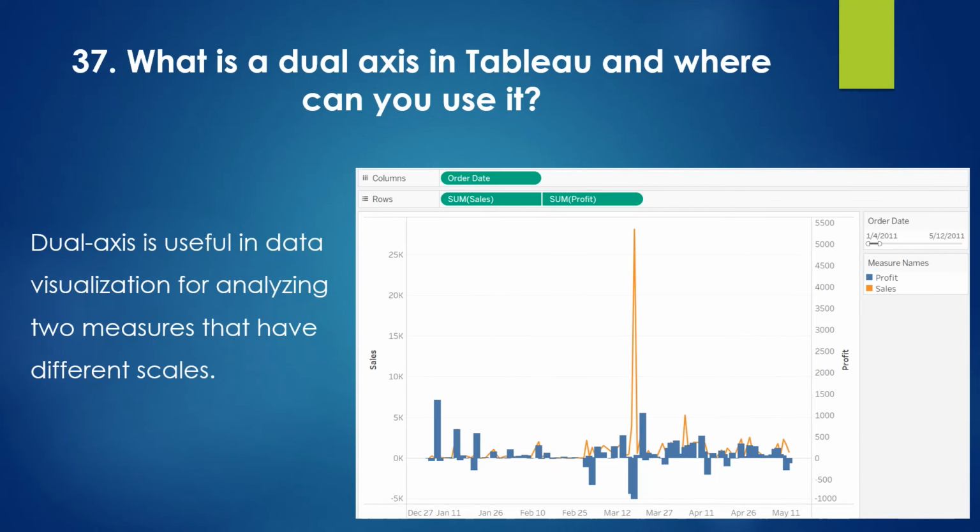What is dual axis in Tableau and where can you use it? Dual axis is useful in data visualization for analyzing two measures that have different scales. For example, as you can see here in this image, on the left we have the sales, on the right we have the profit, and we don't have the same scale. For profit we have negative values, whereas for sales we don't. Sales are presented in orange and profit is presented in blue. So here we use the dual axis to analyze two different measures, sales and profit, which are defined one on the right and one on the left.